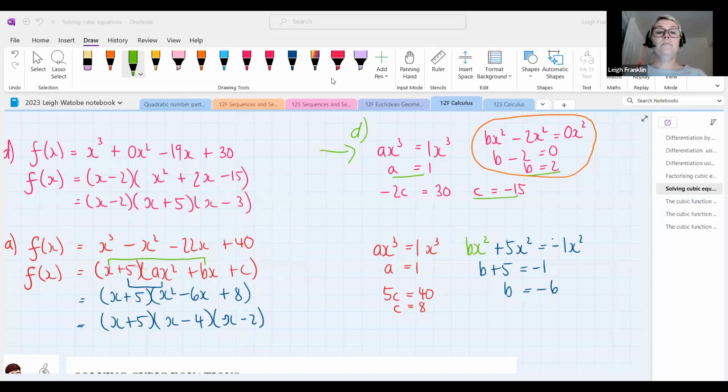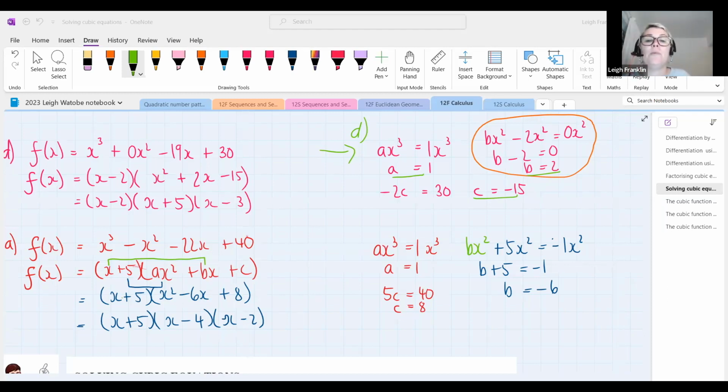Ma'am, I just wanted to know, even if your coefficient for the first value is not 1 and it's like 3x cubed, you can calculate the whole thing. Yes, you can. You don't need to change anything. It's just now your a is not 1 anymore. Now your a would be 3 or whatever the case is. Okay, thank you, ma'am. It's exactly the same working out.